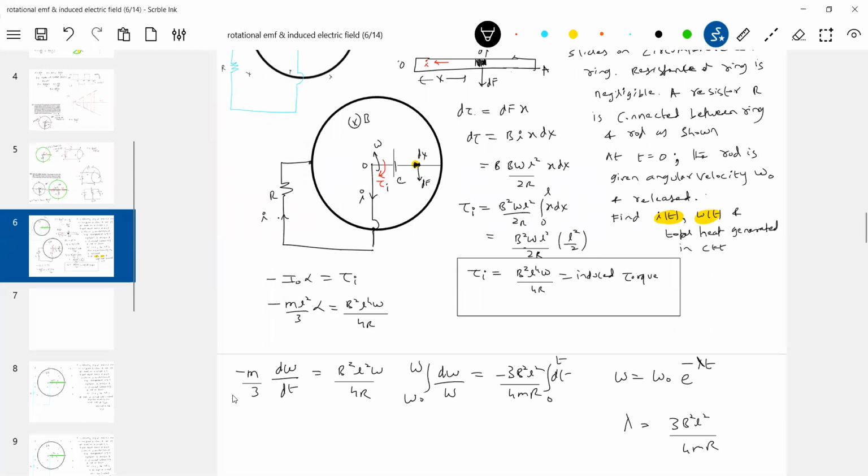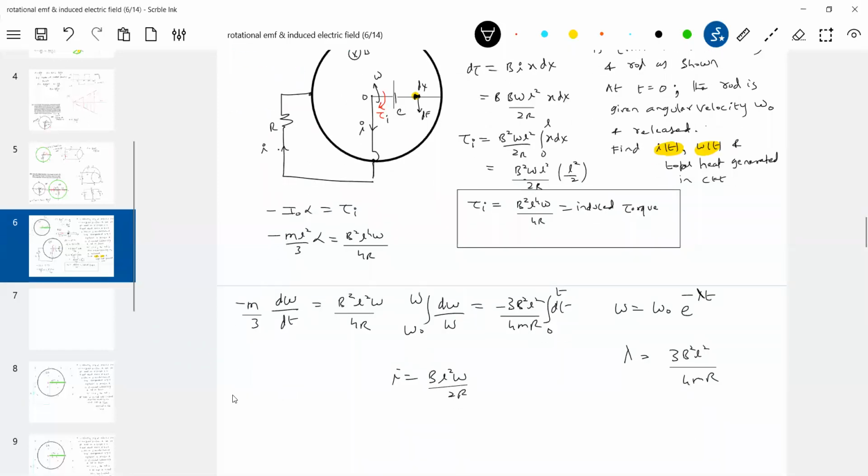Then what is the expression for current? Substitute there. I is equal to, substitute that omega here, you'll get current also as a function of time. He's asking for the total heat generated. What is the mechanism? H is equal to integral of I square R dt from 0 to infinity. Or this is equal to just all the rotational kinetic energy given to the rod at t equals 0, that is finally consumed by the resistor. So this is the heat generated.